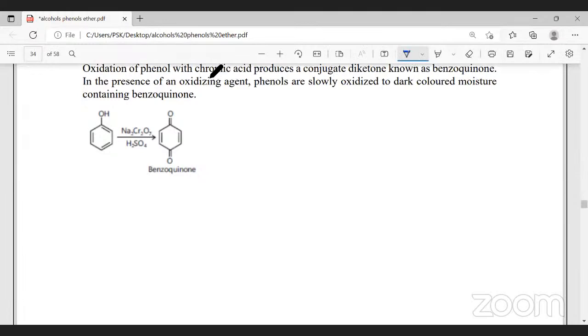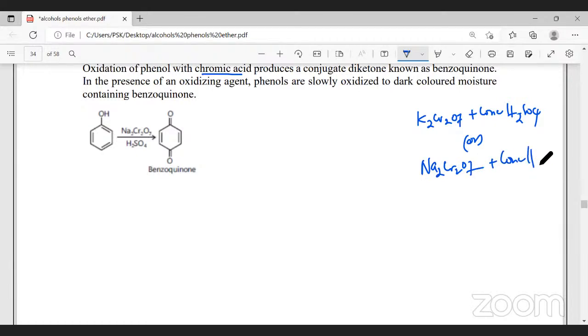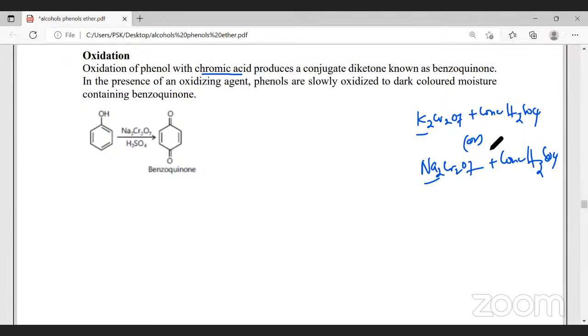Chromic acid is a strong acid, stronger than sulfuric acid. It is a mixture of potassium dichromate and concentrated sulfuric acid, or a mixture of sodium dichromate, Na2Cr2O7, plus concentrated sulfuric acid. Sodium and potassium belong to the same group, therefore the properties are the same. So chromic acid is a mixture of potassium dichromate and sulfuric acid.